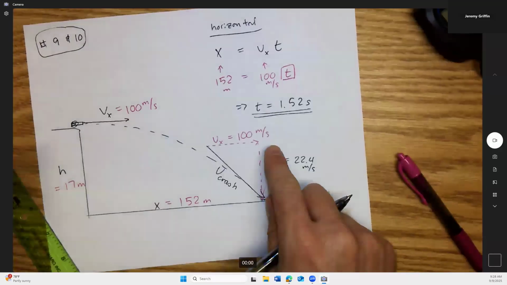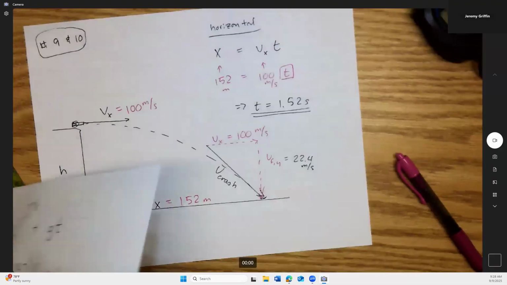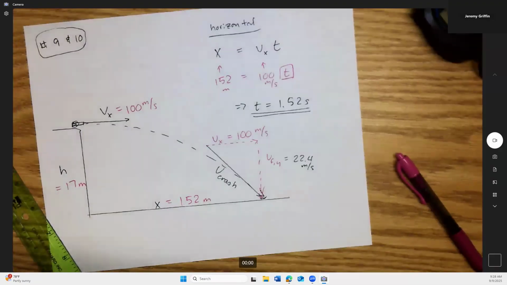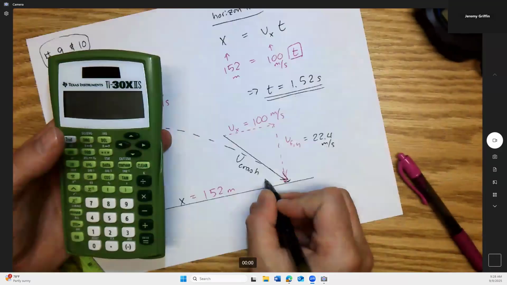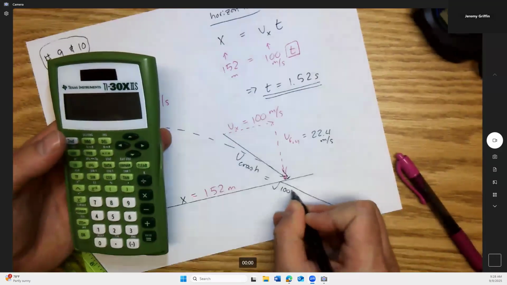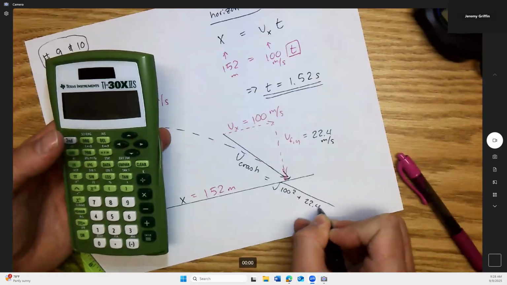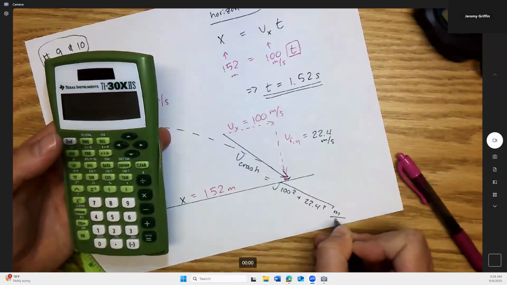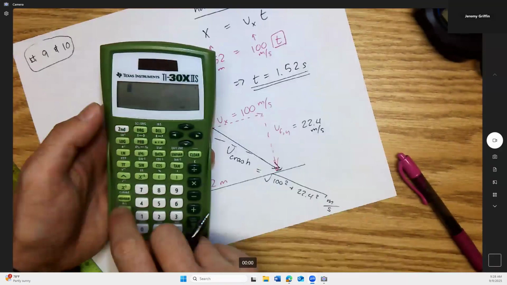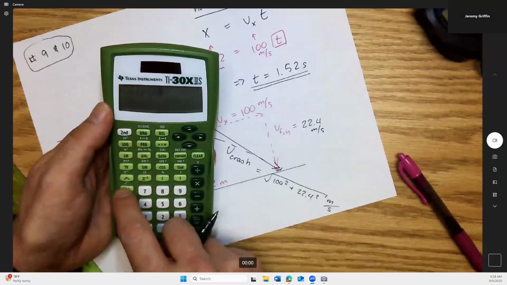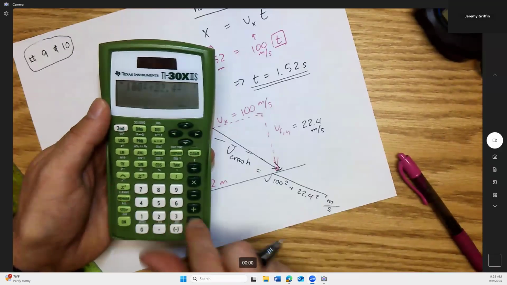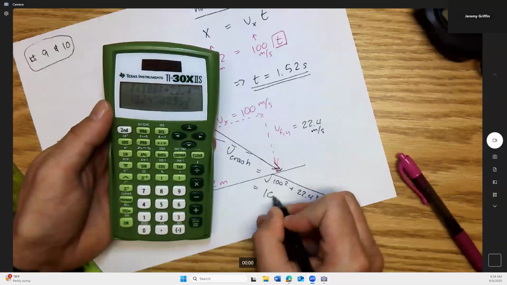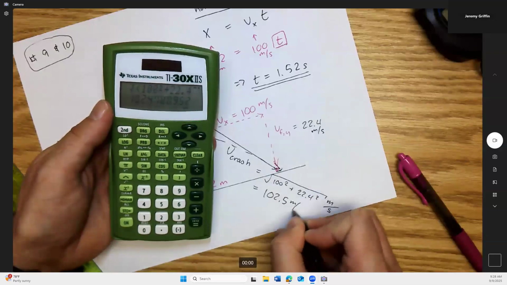Now, if you know how fast across and how fast down, then how do you find the total crash speed? You apply the what? Pythagorean theorem. Yeah. So it should be A squared plus B squared meters per second. I'll pull that up. The square root of 100 squared plus 22.4 squared. Okay. I'm getting 102. There you go.